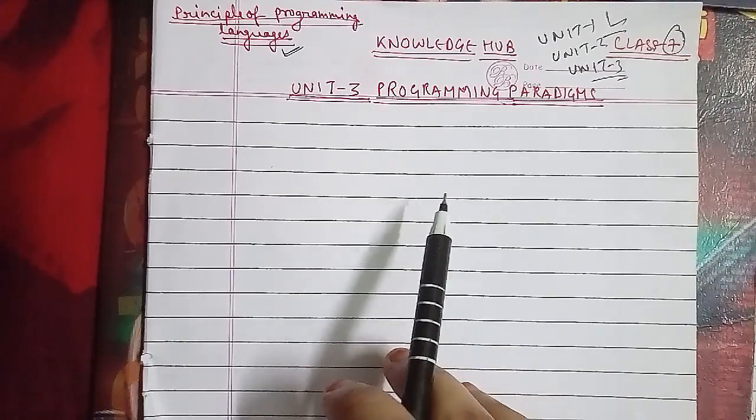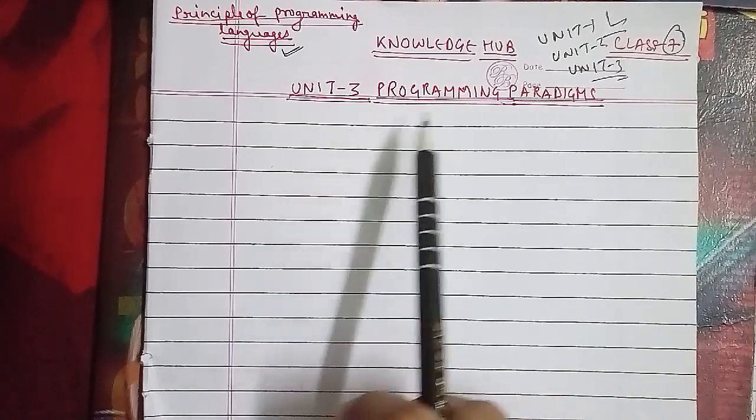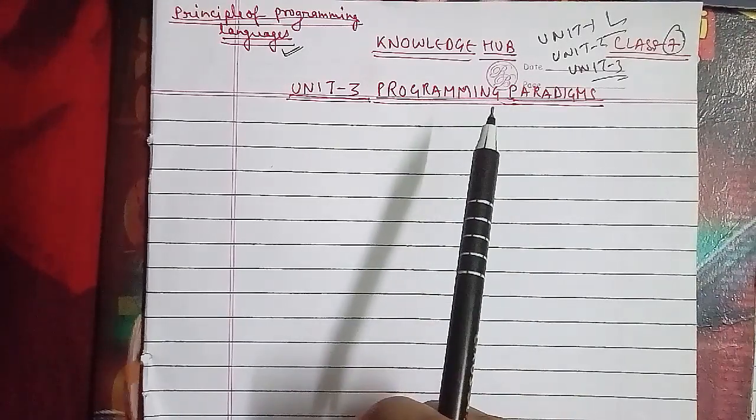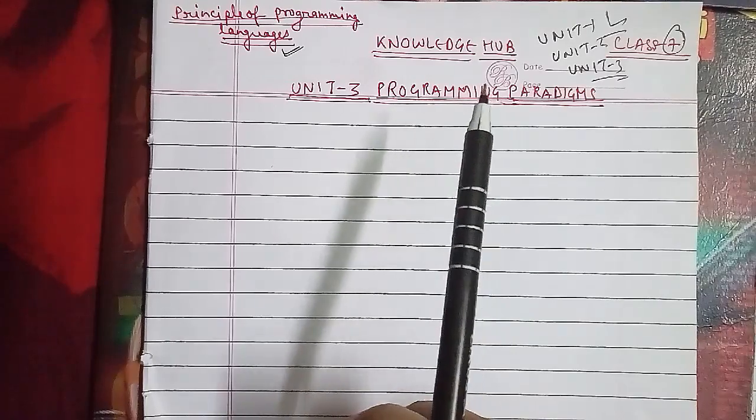And we are talking about Unit 3, which is your programming paradigm. This is the unit name. Now we'll discuss it, and last time we had discussed the features of object oriented programming.